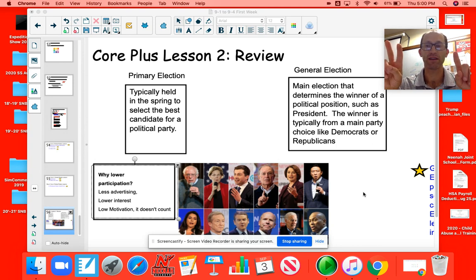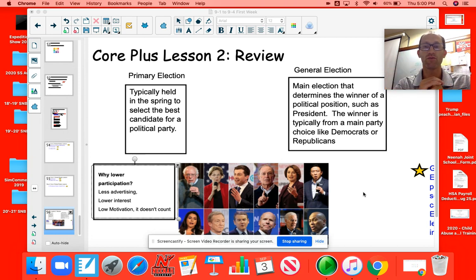What can happen is this person can get fewer votes than these 2 combined, and yet this person can win the election. So the primary election is to narrow it down to one candidate for each political party, and thus gather all the votes for that political party or anybody else who supports them. All right, so primary elections are very important.